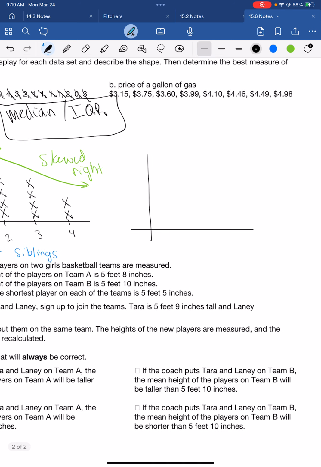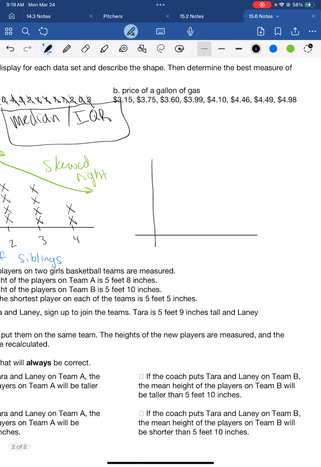Down here on the bottom is going to be price of gallon of gas, I'll just say price of gas, and then over here will be your frequency. So we just need a couple tallies here, 1, 2, 3, 4, maybe something like that. And so we got to figure out our little range here.